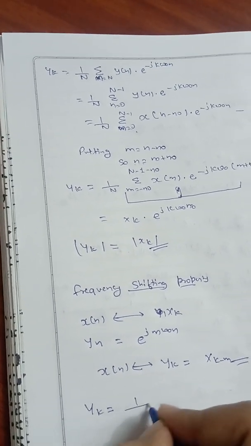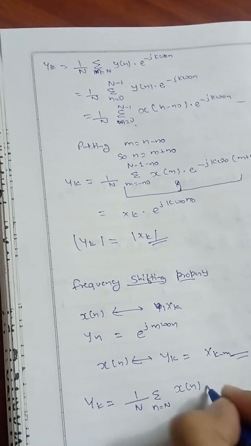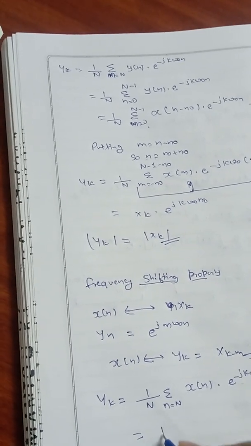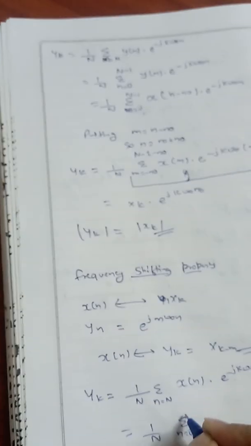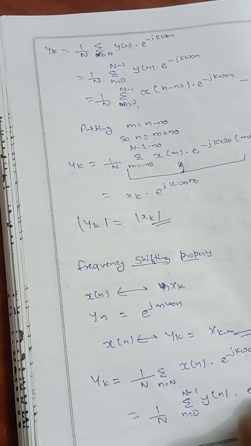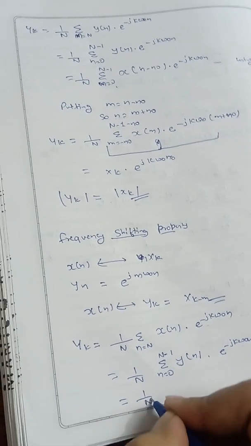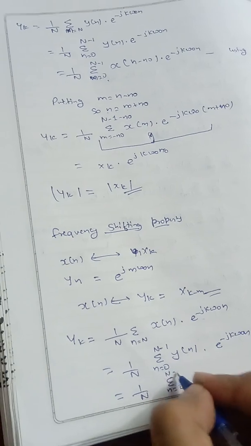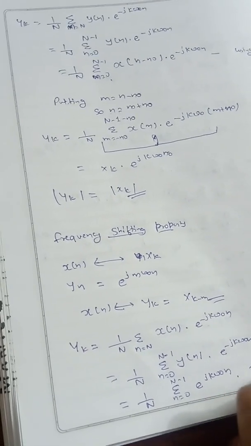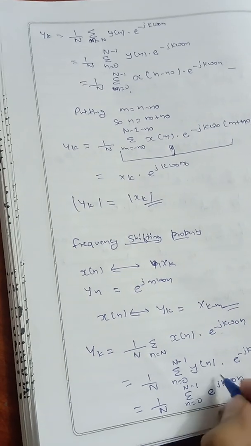Now y of k can be written just similar to the previous proofs. For n equals 0 to N, the time period, y of n into e raised to the power minus j k omega naught n. So the limit gets changed and it becomes n equals 0 to N minus 1 of y of n into e raised to the power minus j k omega naught n. So this can be written as e raised to the power j m omega naught n into x of n into e raised to the power minus j k omega naught n. Here y of n can be written in this very form.